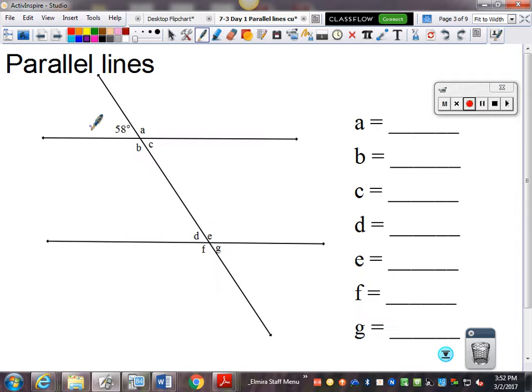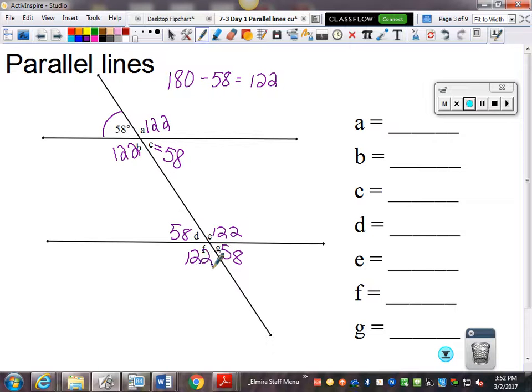So the front half of your homework tonight is all going to be problems like this, where you're given one of your angles labeled, and then you go through and label all the rest. So if this is 58, then this one is 58. And to figure out A and B, 180 minus 58 equals 122. So 122 and 122. And once you get all the top half, you have all the bottom half. In fact, some people label all the 58s first.